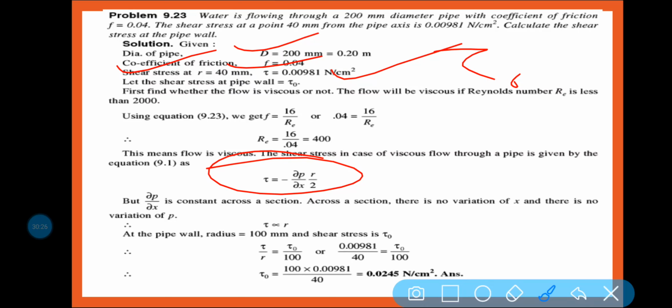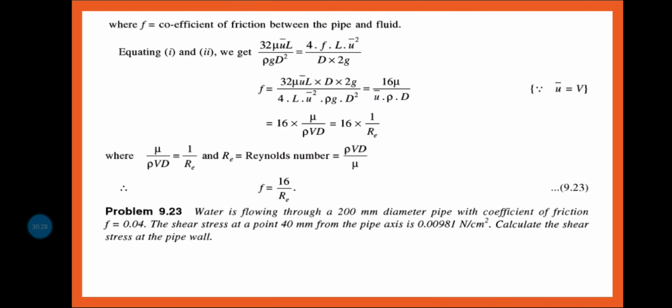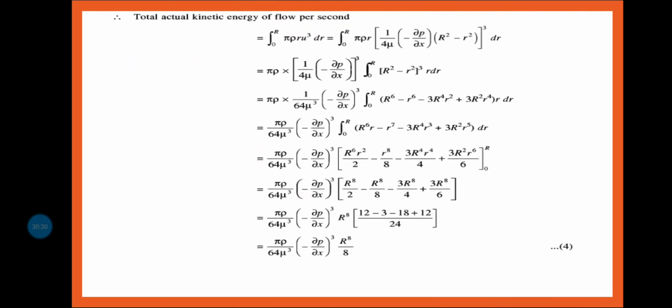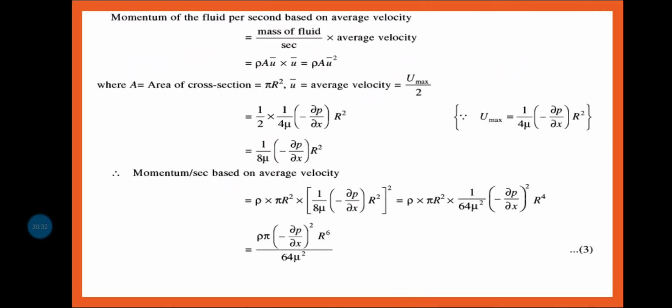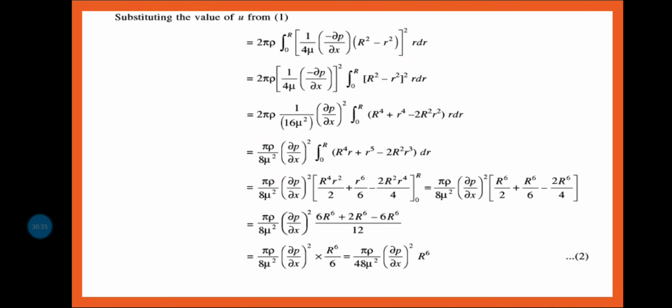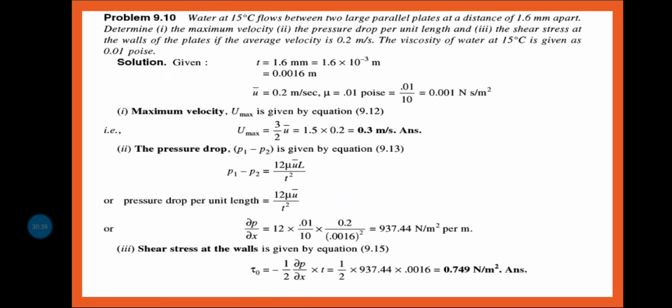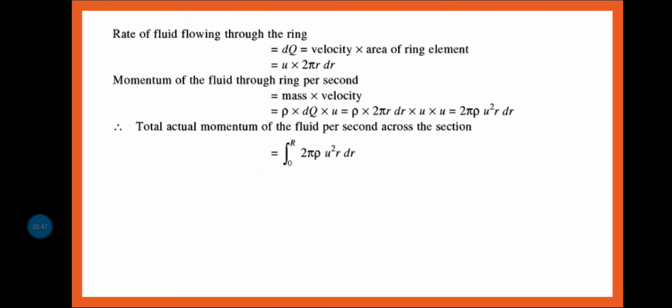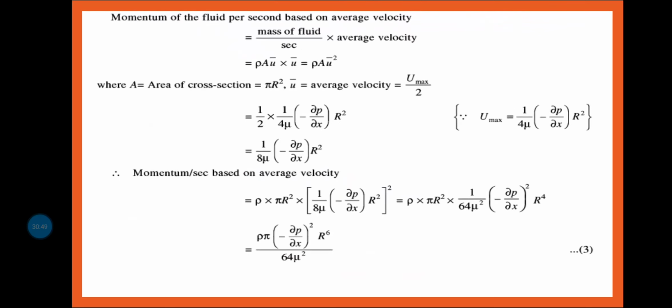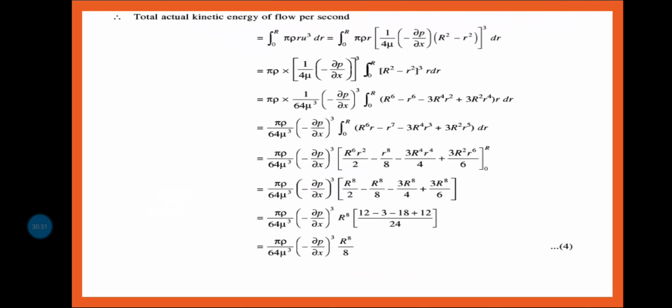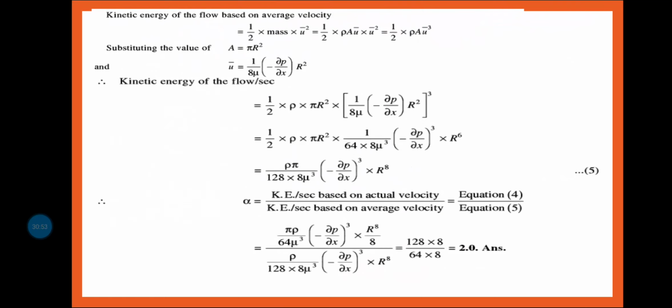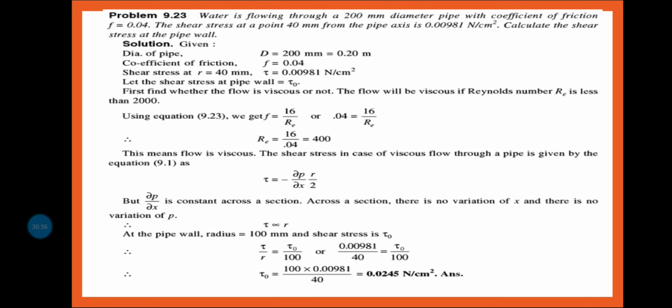And in case of parallel pipe, the value of tau naught you already know, I discussed it in the last class. You can see here, 1 by 2 minus 1 by 2 del P by del X into t. But here it is given circular pipe, so don't mix up all these formulas. It is very, very important when you are solving the numerical.